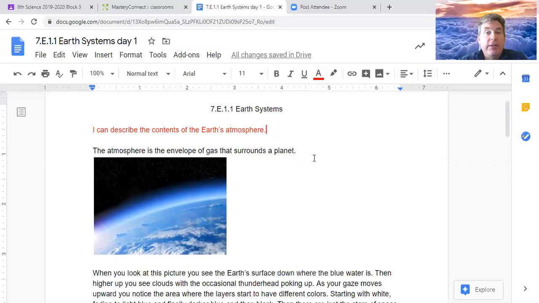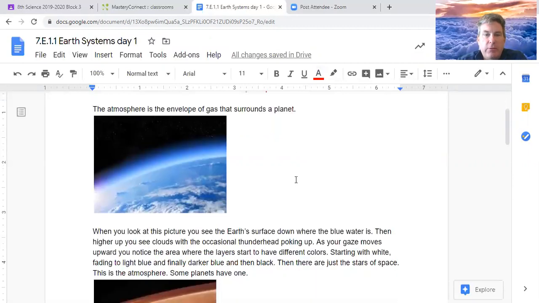So first of all, what is an atmosphere? The atmosphere is the envelope of gas that surrounds a planet. So right here we have a picture. This is the picture of Earth. So as we see, the surface of the Earth down here.